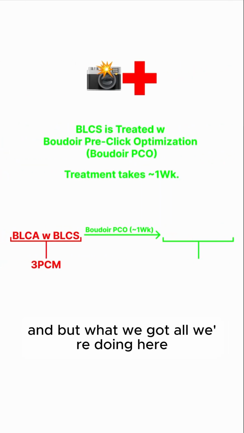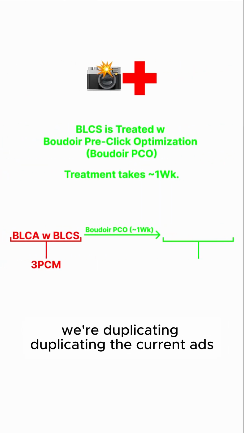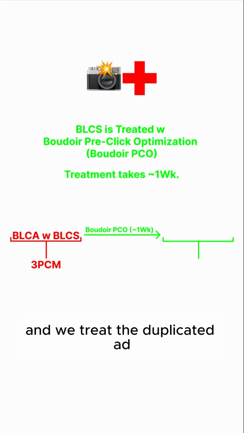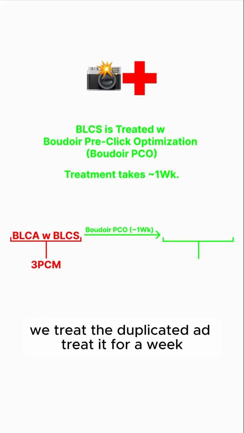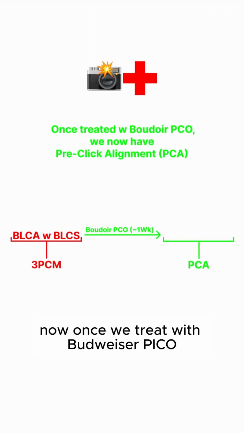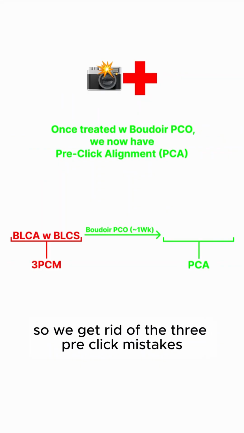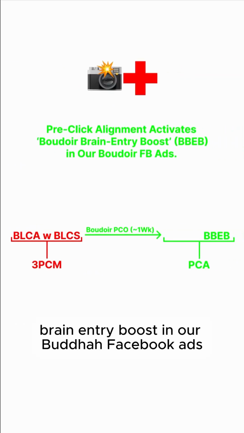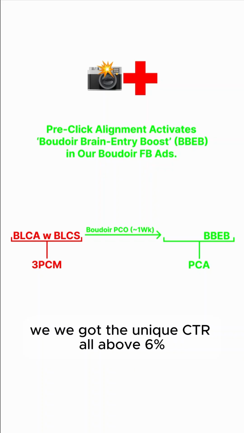And Boudoir Pico, all we're doing is we're duplicating the current ads, leaving them on or off, whatever they are, and we treat the duplicated ad. So we don't touch the original, we treat the duplicated ad, treat it for a week. At the end of the week, we keep whichever one has better metrics. Now, once treated with Boudoir Pico, we now have pre-click alignment, PCA. So we get rid of the three pre-click mistakes, we've got pre-click alignment. And pre-click alignment activates Boudoir brain entry boost in our Boudoir Facebook ads. Basically, we've got the unique CTR all above 6%.